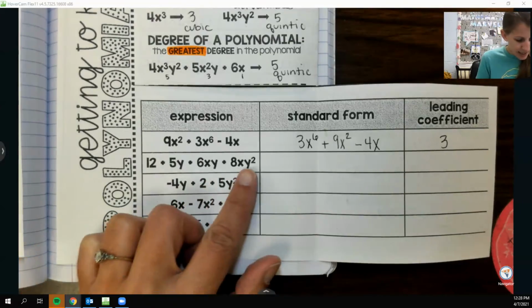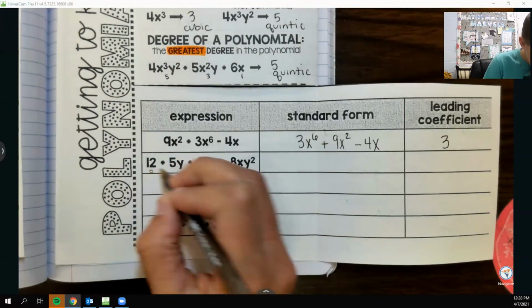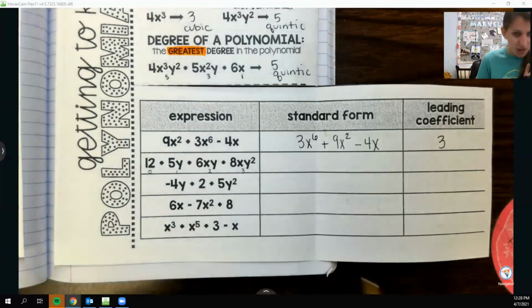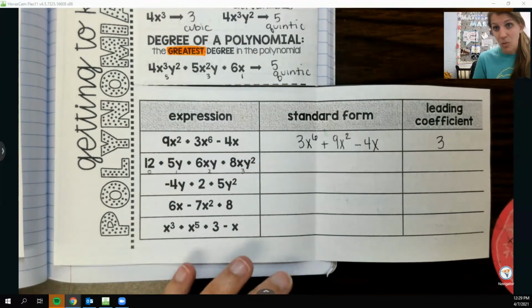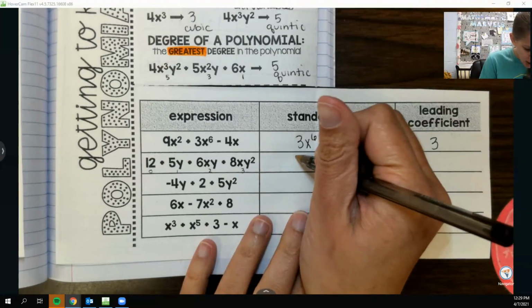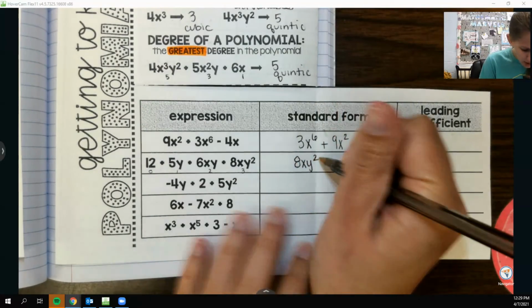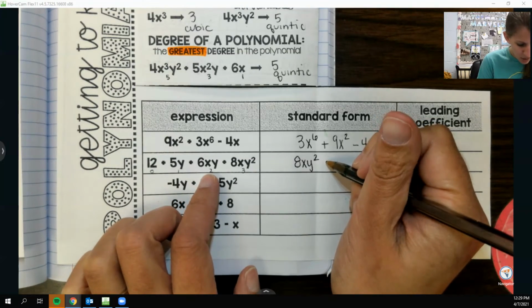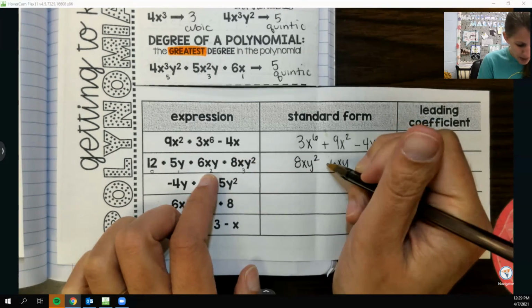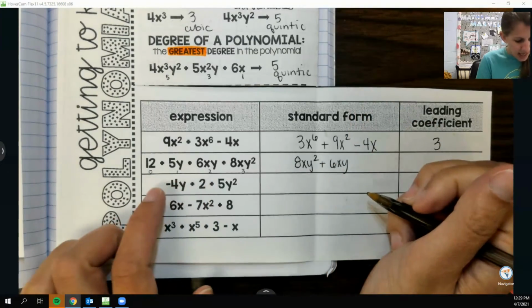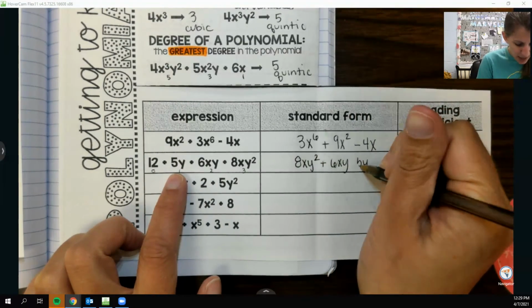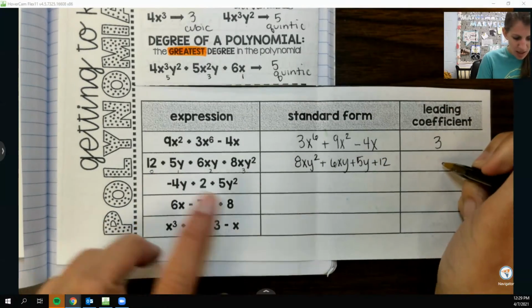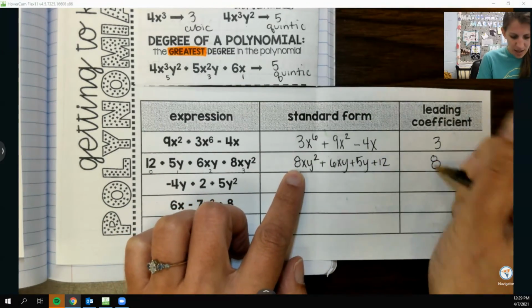When I look through here, okay, this is going to be a little work. So this is 0, 1, 2, and then 3. Oh my gosh, it's in the complete opposite order, of course. So 8xy squared and positive. And then we're going to go to the 2, which is the 6xy, and it's positive, so plus. And then the 5y, and it's positive, so plus. And then the 12, and it's positive, so plus. My leading coefficient is 8.